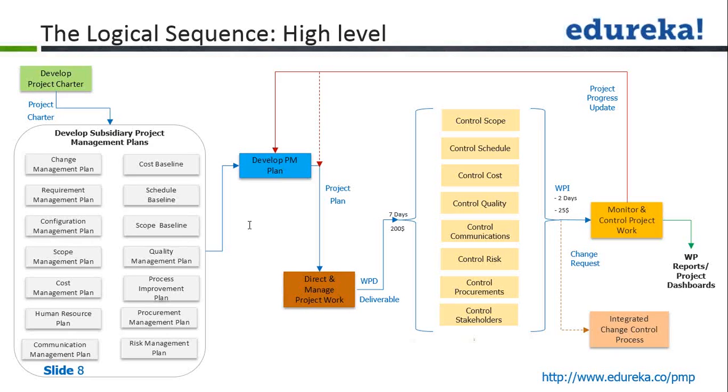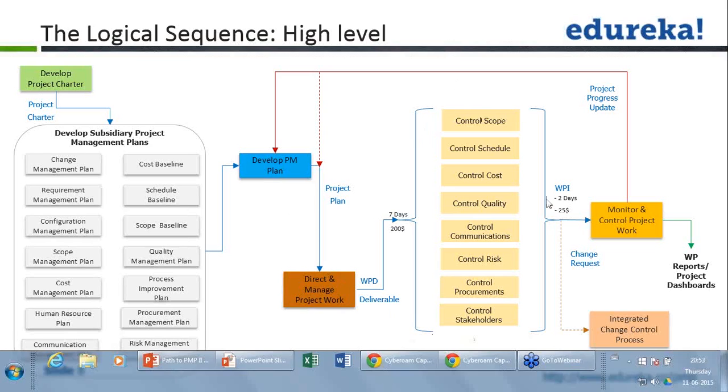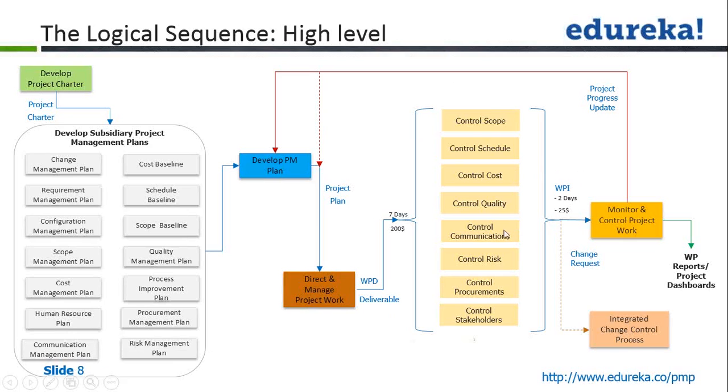Okay. And Rory has a question: are the control processes inputs to the monitor and control project work process, or are they included within it in aggregate? No, they are different processes. They are separate, individual processes, which will give an output of work performance information, and that output will be taken to monitor and control project work. So these are individual processes. Control scope is an individual process, control schedule is an individual process, and so on.